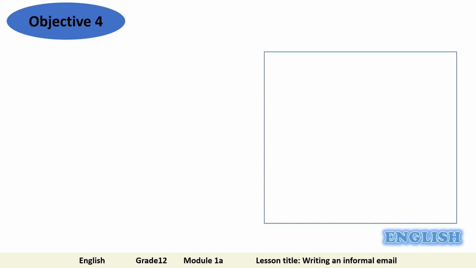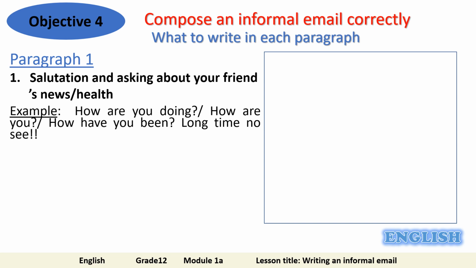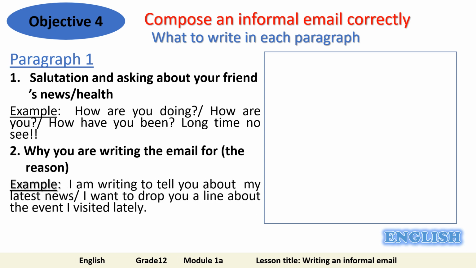So, what should our first paragraph look like? Our first paragraph, firstly, should have a salutation and asking about your friend's news or health by saying, how are you doing? How are you? How have you been? Long time no see. Second, why are you writing the email? In other words, the reason for writing your email. For example, I'm writing to tell you about my latest news.